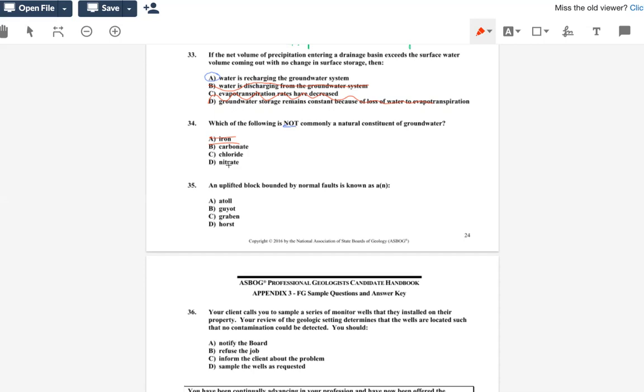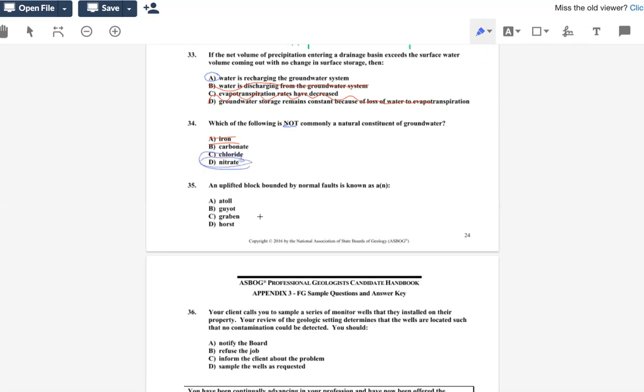D is going to be much more interesting. So D, nitrates. A high concentration of nitrates is a problem, particularly in areas that have a lot of agriculture, just because the nitrates come from fertilizer runoff, and these are a particular problem. So D is the correct answer. Oops.